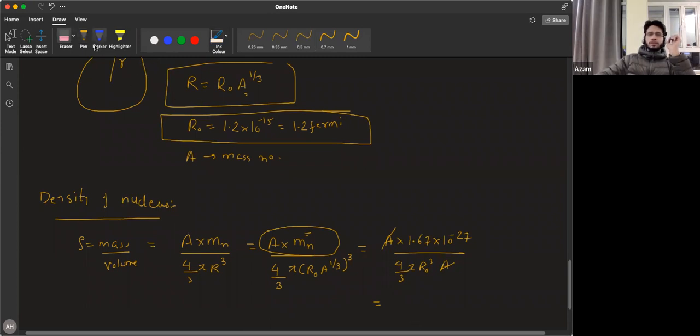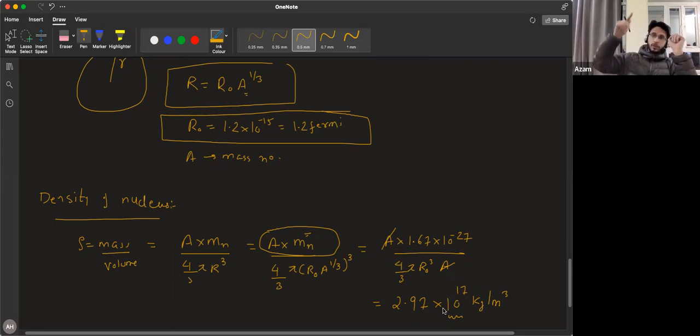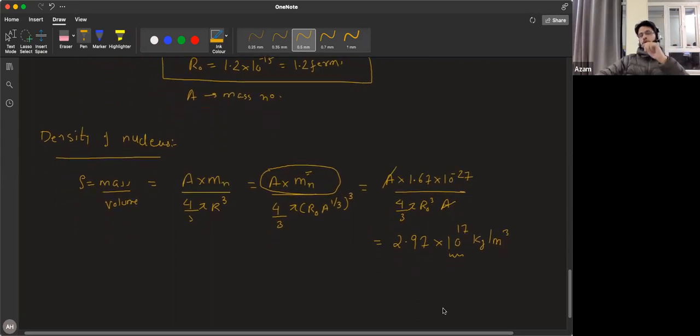Although no one will ask this number from you, you should at least know that this is 2.97 into 10 raised to the power 17 kg per meter cube. This is huge. You should remember this order of magnitude, 10 raised to the power 17. The density of iron is of the order of 10 raised to the power 4. We're talking about something which has a density of the order of 10 raised to the power 17. It's huge.